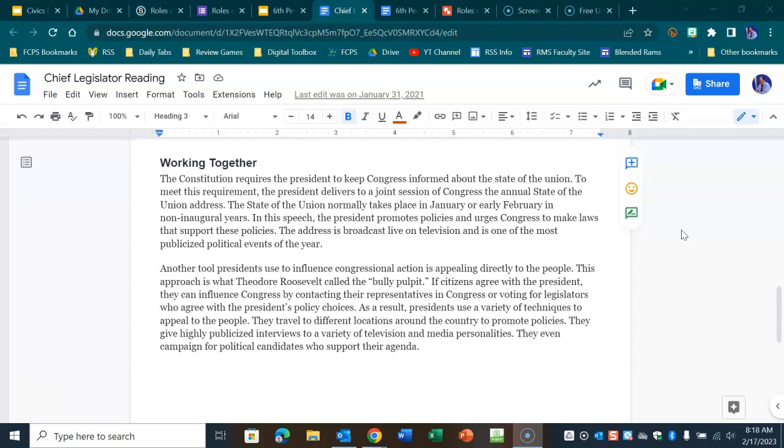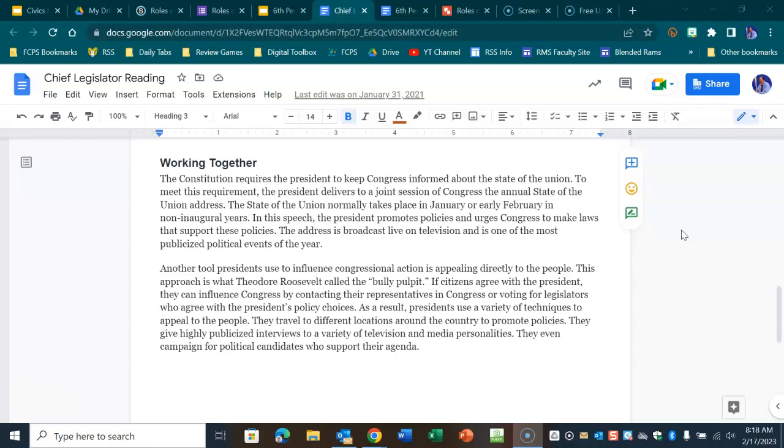Another tool the president uses to influence congressional action is appealing directly to the people. This approach is what Theodore Roosevelt called the bully pulpit. If citizens agree with the president, they can influence Congress by contacting their representatives in Congress or voting for legislators who agree with the president's policy choices.